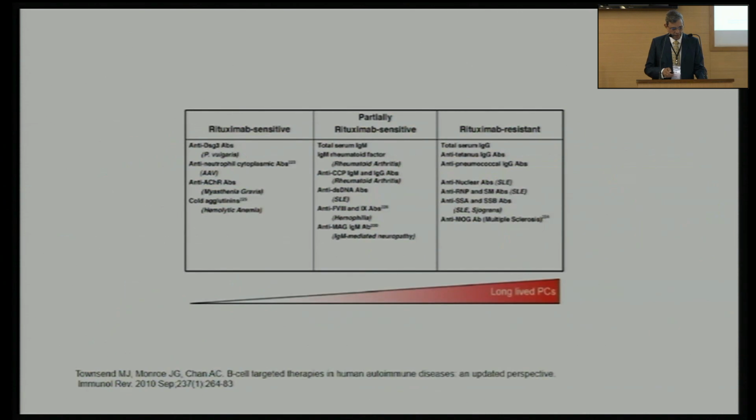Now, where does it work best? If you see along that line, some diseases are very rituximab sensitive. All those disorders where the antibodies are usually in the circulation tend to do much better when you use rituximab. And they are partially sensitive when there is a mixture of things, that they are in the circulation and also in the tissue.